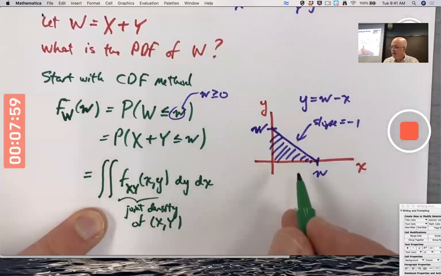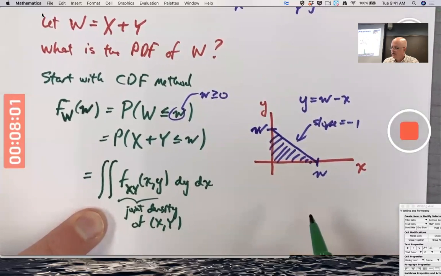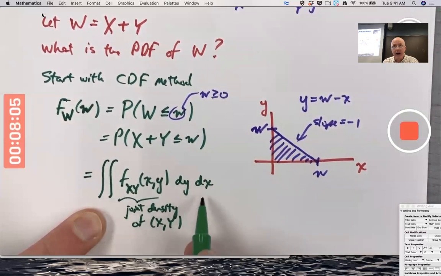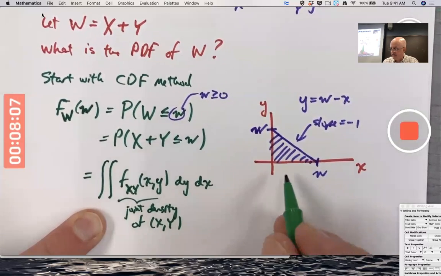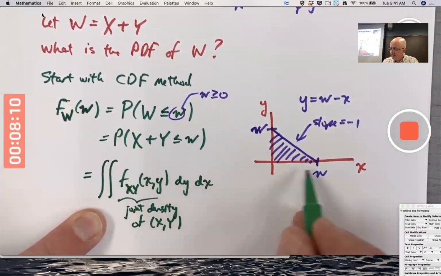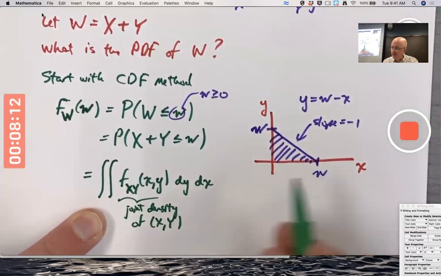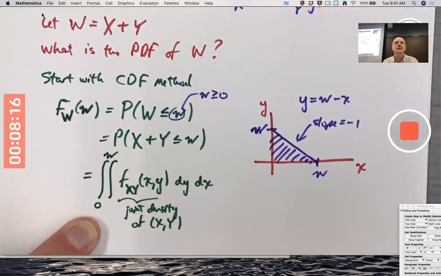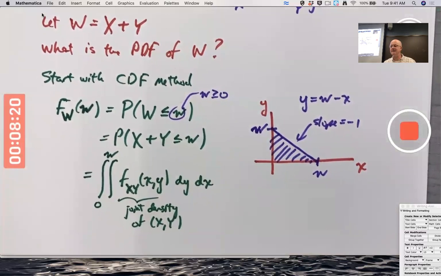But we don't have a rectangle. We've got a triangle. Here's what you do. The outer limits of integration for x in this case are still constants. For this triangle, x goes from 0 to w. W is a constant when I'm thinking about doing this calculation. After I finish the calculation, then I think of w as a variable, right? It's all in your head. It's all the perspective that you have.